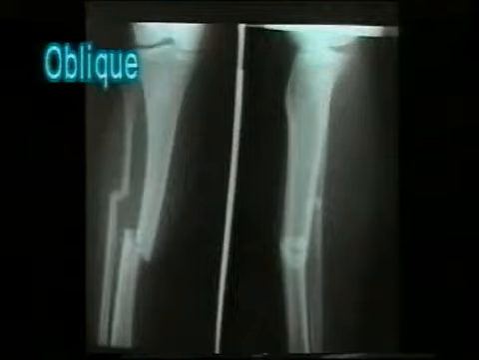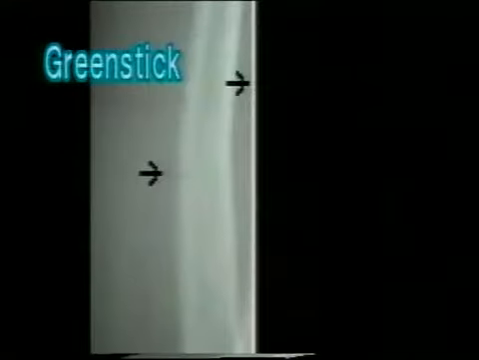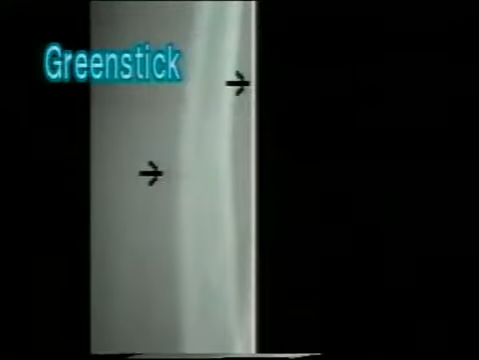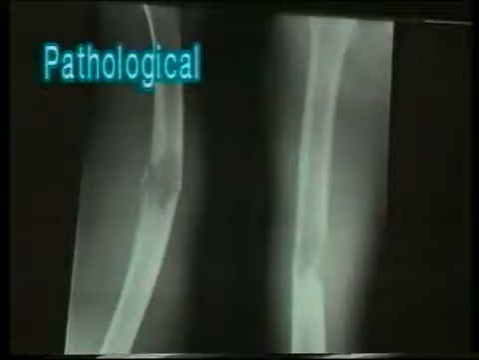This is a transverse fracture. This is an oblique fracture. This is a spiral fracture. This is a green stick fracture where only one side cortex is fractured. This is a comminuted fracture with more than two fragments, and this is a pathological fracture in a diseased bone.